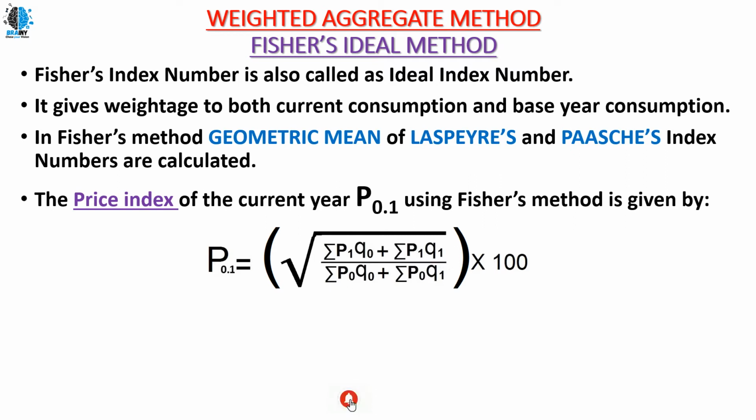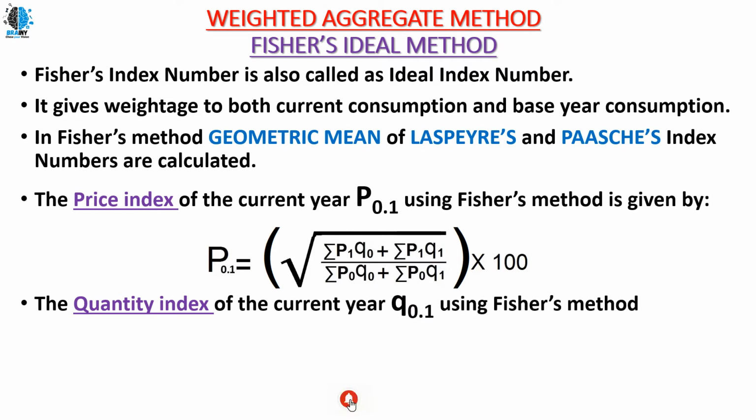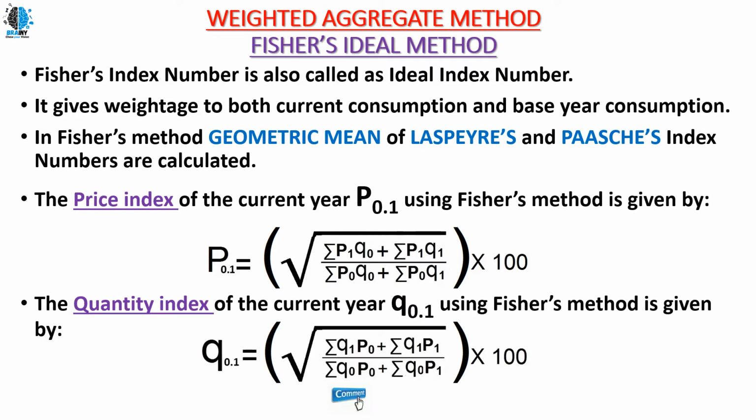So Fisher's ideal method is a geometric mean, right? Geometric mean of the Laspeyres as well as the Paasche method. First we have the Laspeyres method, next we have the Paasche method. Both methods we have taken and computed the geometric mean. Next, the quantity index of the current year Q01 using Fisher's method is given as Q01 is equal to under root summation Q1 P0 plus summation Q1 P1 whole divided by summation Q0 P0 plus summation Q0 P1 into 100. So these are the formulas of our Fisher's ideal method for price index as well as quantity index.